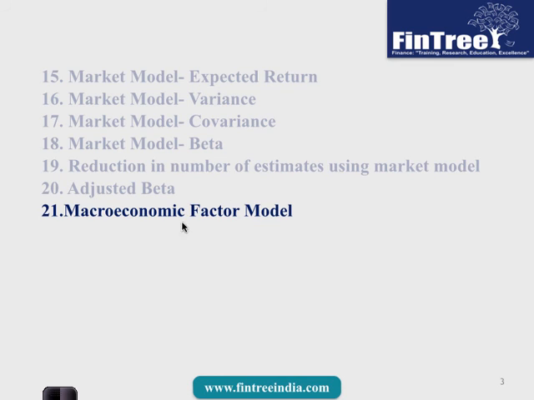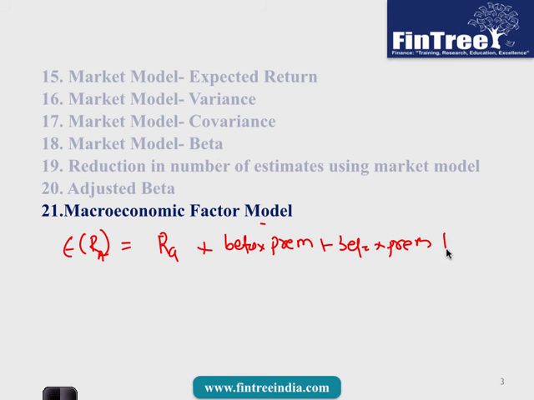Then 21, the macroeconomic factor model. The expected return on a particular asset, let me call it asset A, is equal to the expected return, let me just call this RA, plus the factor sensitivity, let's call this beta, into the shock, plus beta into the shock, for whatever number of macroeconomic factors you've estimated.